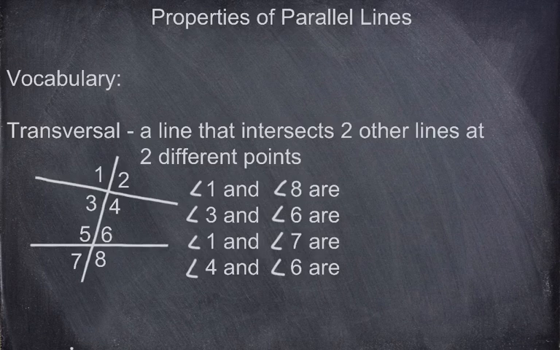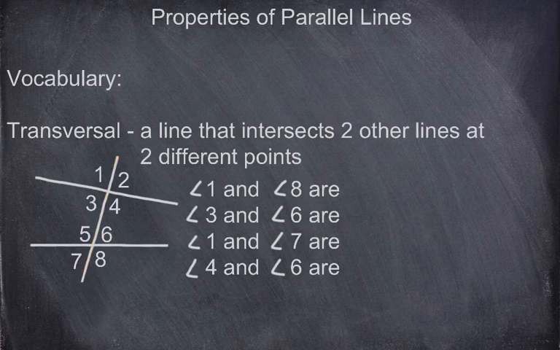So notice here, this would be our transversal right here. And notice it crosses the two lines at two different points. So you cannot have that yellow line crossing the other two lines at the same point. So that would make it a transversal. It intersects at two different points.